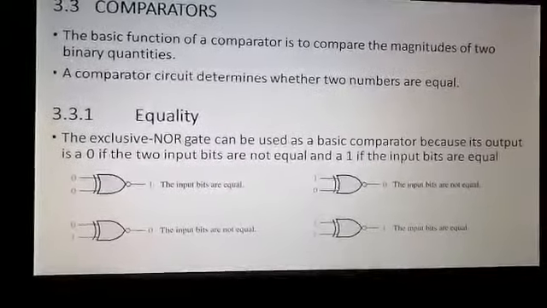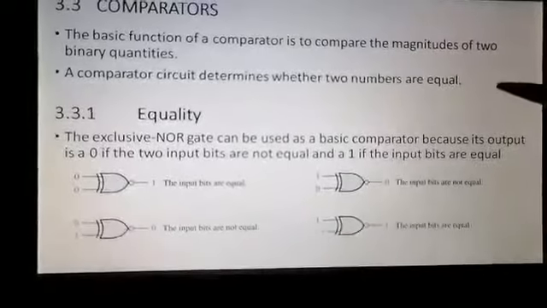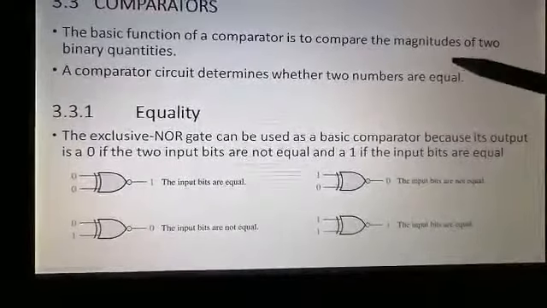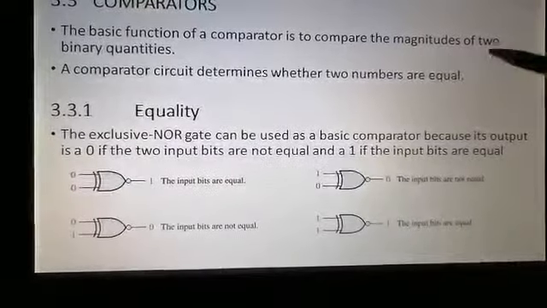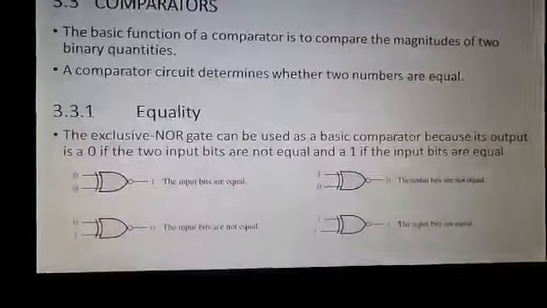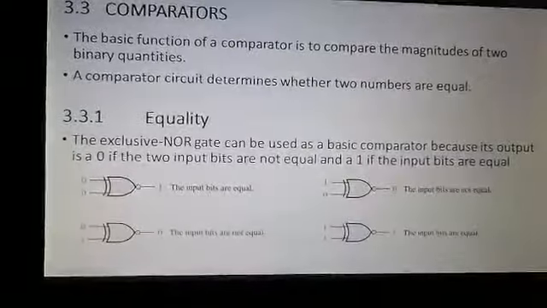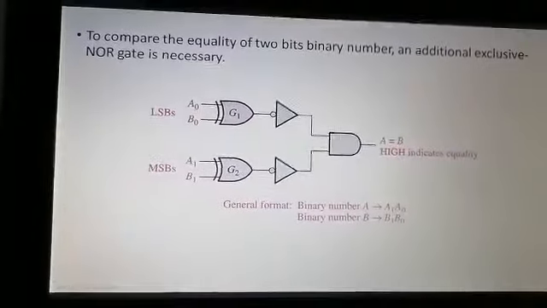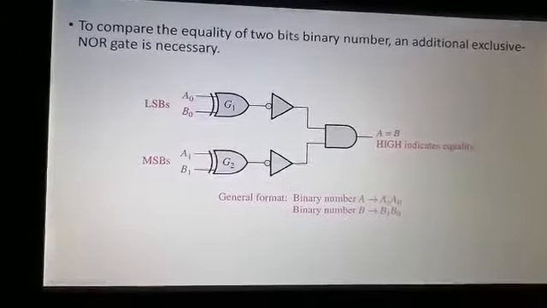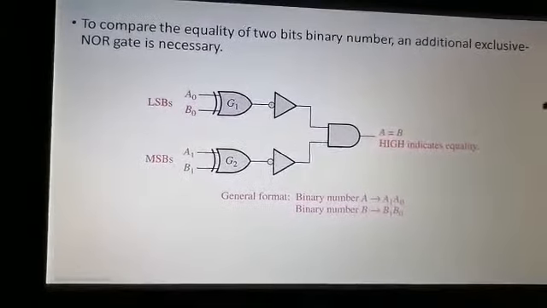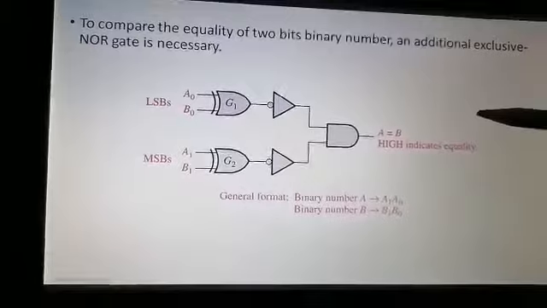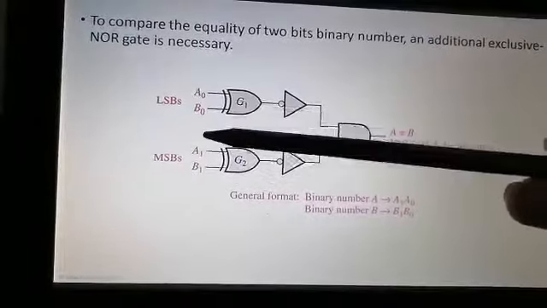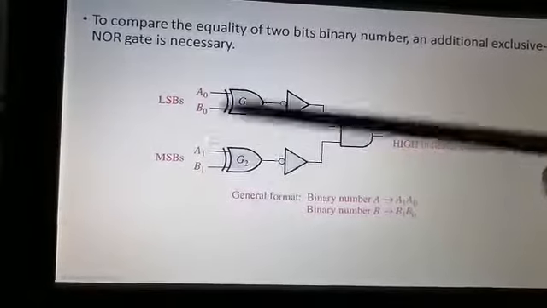Actually, the comparator has three outputs, for example, A equals B, or A greater than B, or A less than B. This is some example of the output for the comparator. They use the XOR gate to compare between two binary numbers, for example, A0 and B0, A1 and B1.